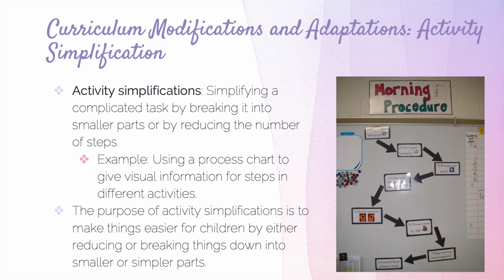So the next curriculum modification is activity simplification, which has to do with breaking down a complicated task into smaller parts or by reducing the number of steps in a task. And the purpose of this is to make things easier for children to use, for example, using a process chart to give visual information for steps in different activities.